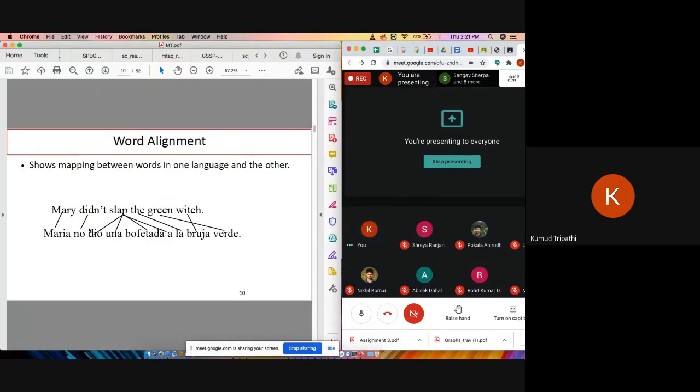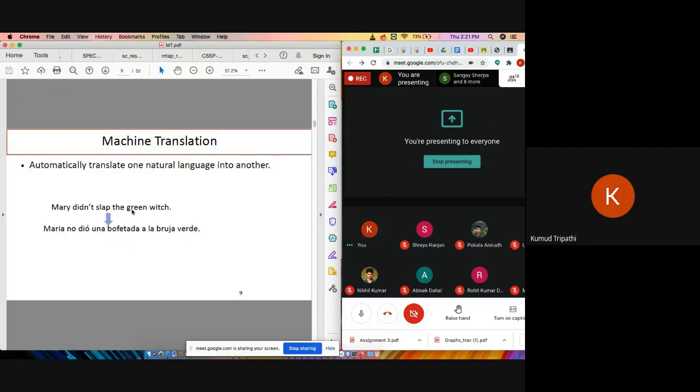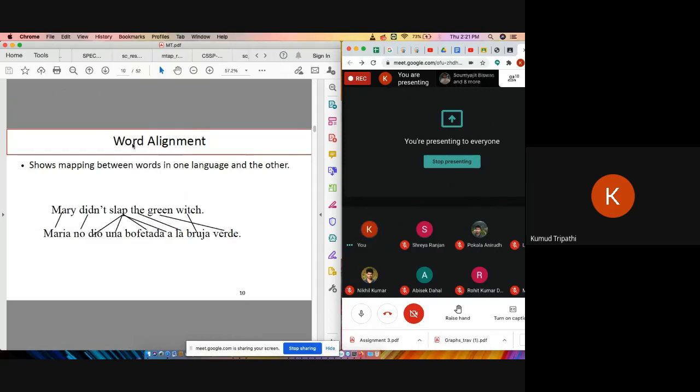That correspondence in translation is known as alignment, what we call word alignment. This is a very important topic to understand. While performing machine translation, the first thing is to identify the alignment: which word in the source language is converted into which corresponding word in the target language. This alignment is nothing but the mapping between words in one language and the other.